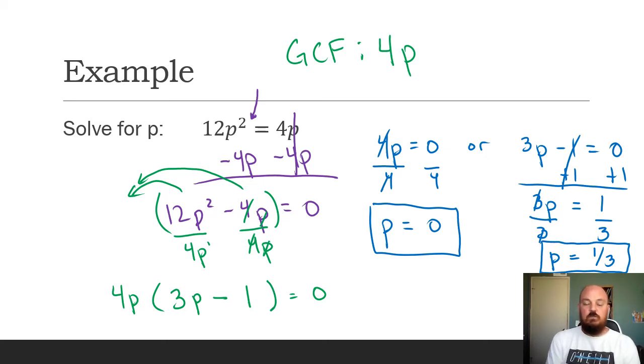So you get 2 answers for that one. You get p equals 0 and p equals 1/3. But you guys can see this is exactly what we did in the last lesson with just a different type of factoring at the beginning. Instead of the quadratic factoring, we have factoring common terms.